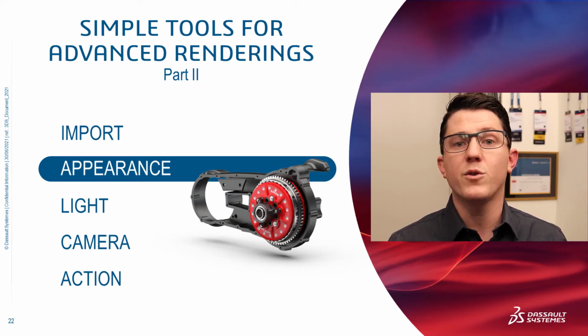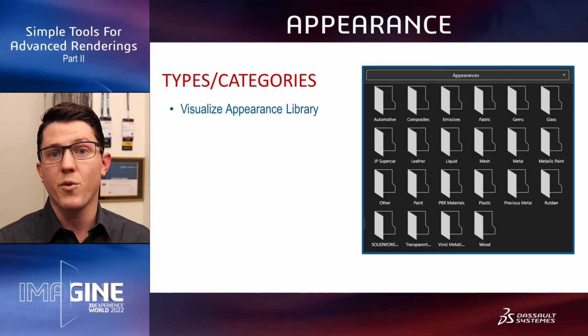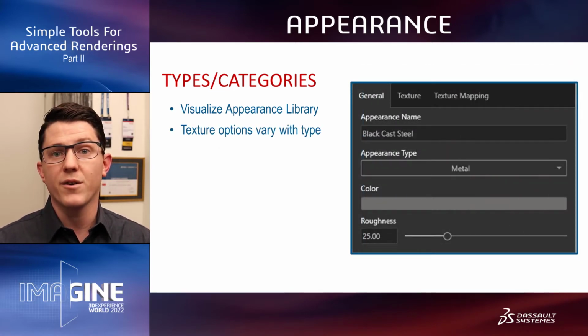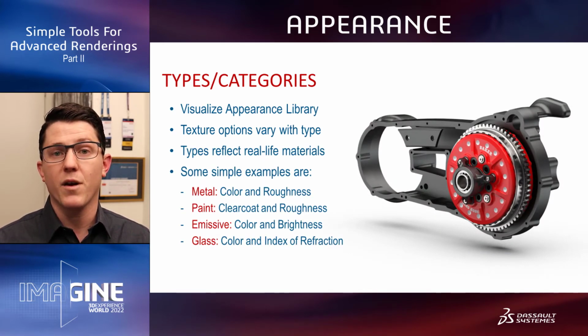So appearances are a huge part of what goes into creating a great rendering. Now, choosing the right appearance is important, but also knowing where to find those appearances and the differences between them is very important. SOLIDWORKS Visualize comes with a library full of appearances that are categorized by different types used in different scenarios. For instance, we've got things like metal, glass, and emissives that are for light sources. There's plastic, there's a lot. So ultimately, choosing the right appearance is a stylistic choice, but let's take a look into how we can use appearances to make the model that we have look that much better.